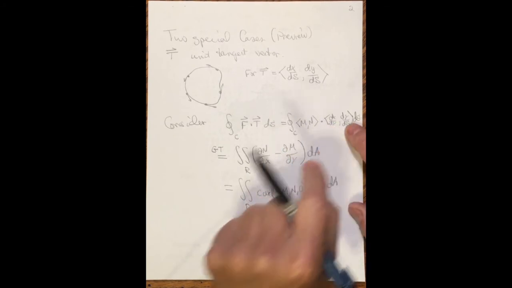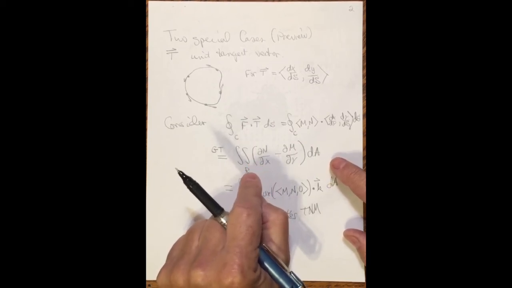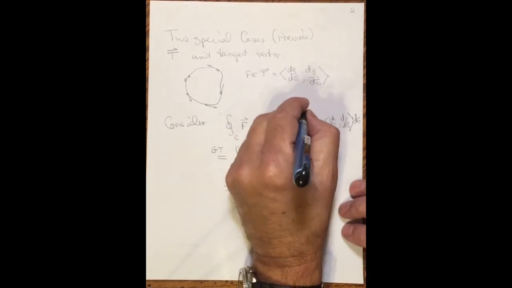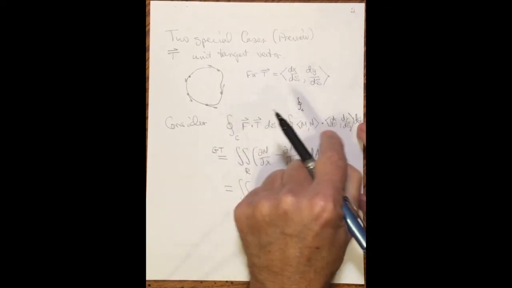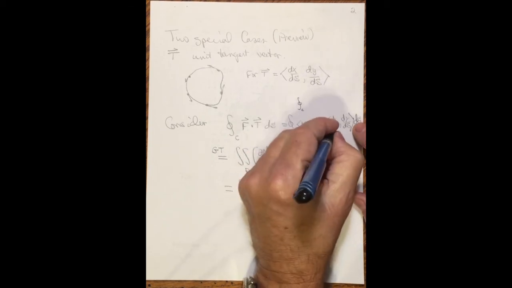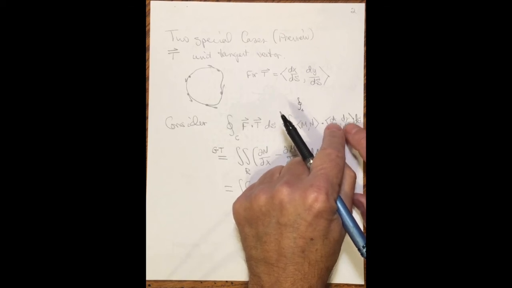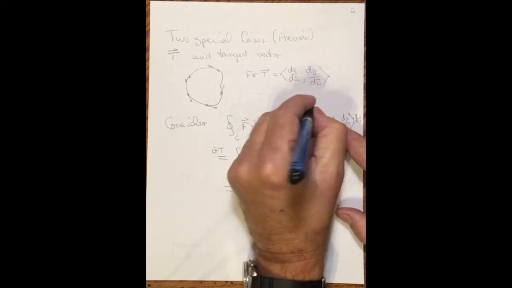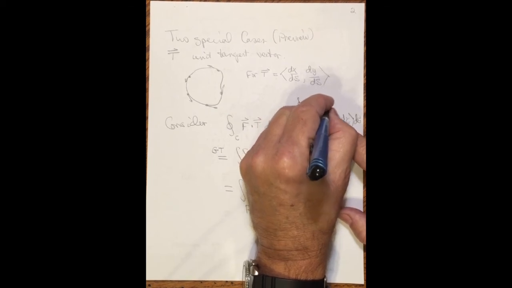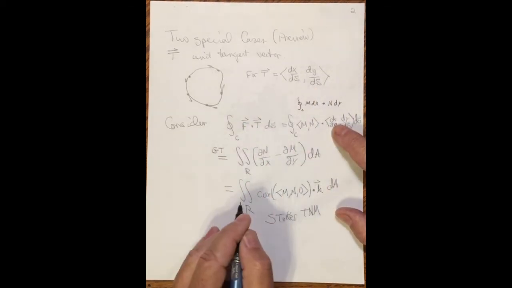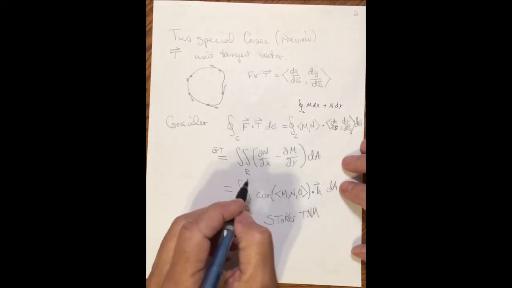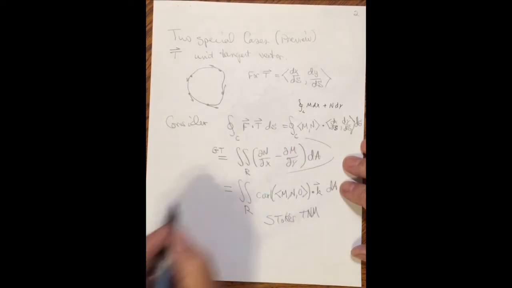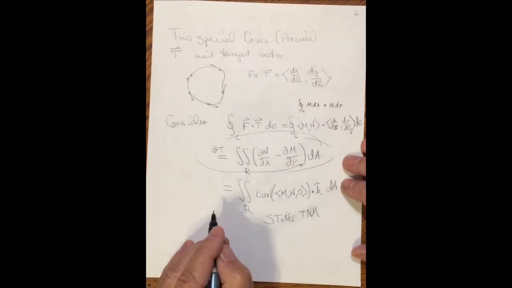We can move the ds inside, and when I move the ds in, it cancels all those ds's. So when I take the dot product, I just get an M dx plus an N dy, as usual. And then when we apply Green's theorem to that, we get the normal form of Green's theorem. That's what we've been using in these examples.